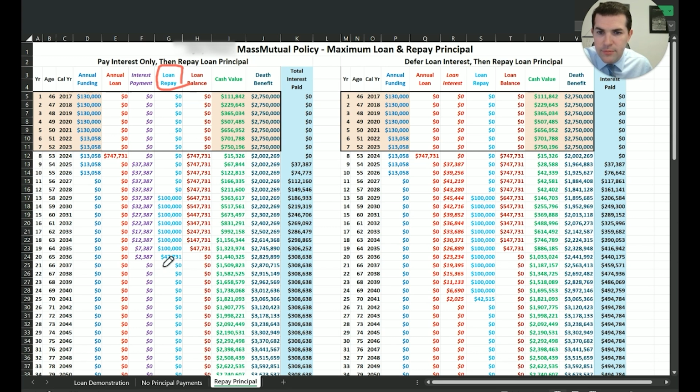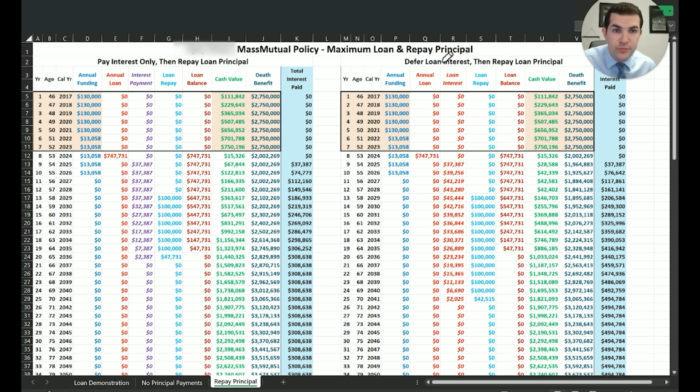Loan repay. Loan is cleared by year 20 in this example. All of the interest payments are tallied up here. So in this example, you've paid a total of $308,000. This is a variable rate, so it could adjust, but we're assuming the rate just stays at 5%.